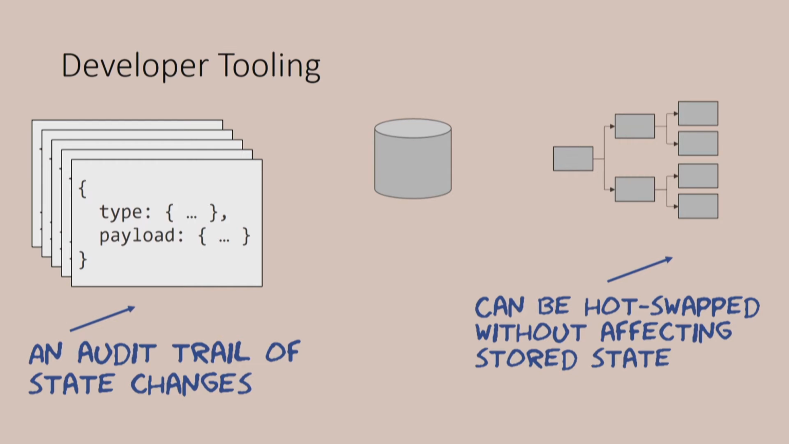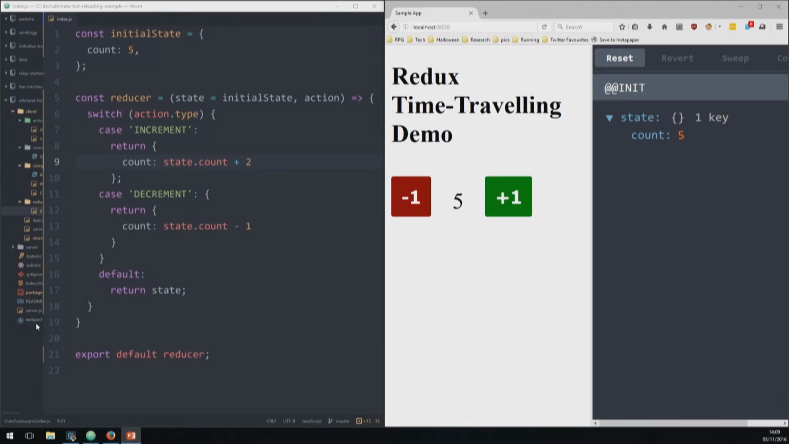But because the thing that stores our state, the store, is different and separate from the thing that updates our state, our reducer tree, it means that we can hot swap the reducers without changing the state. So I'm going to jump out into a demo at this point. Has that worked? That has worked.